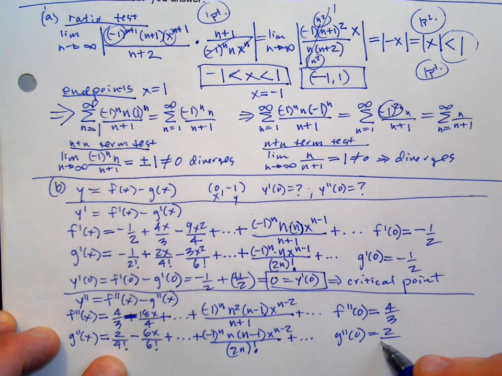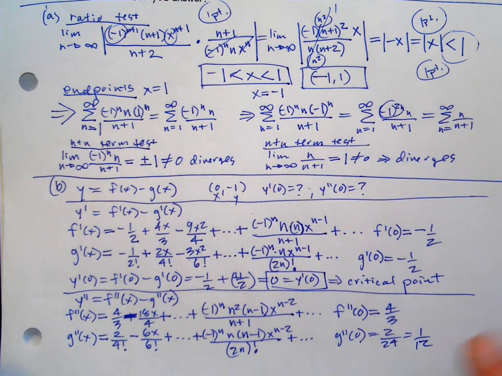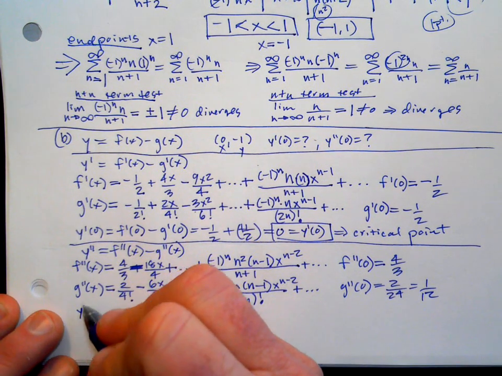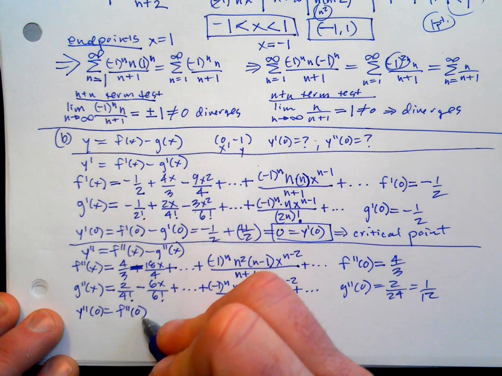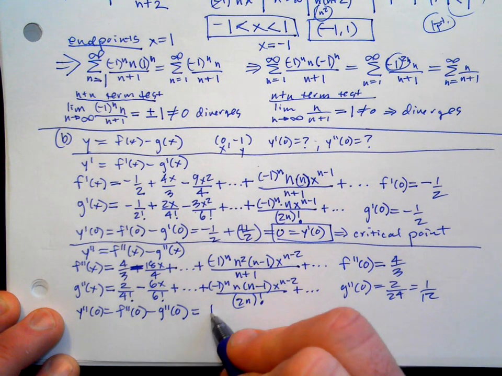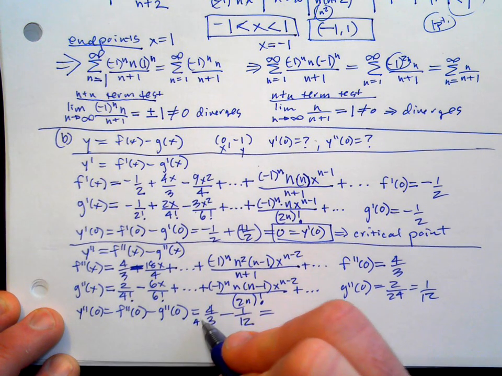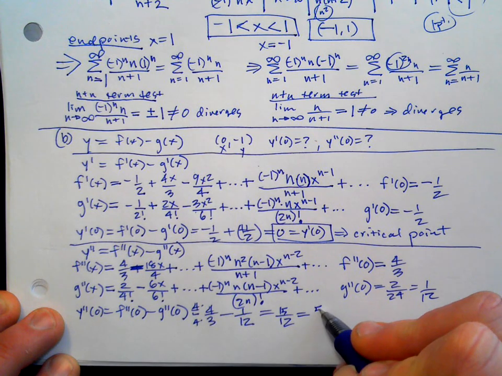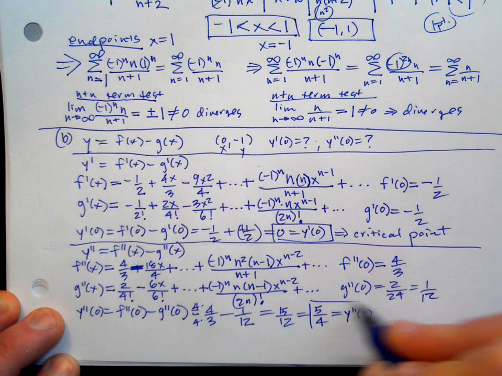2 over 24, which is 1/12. Now you want to show all this work very nicely labeled and write G prime and F prime and what it equals, and just be very clear here. So y double prime at 0 is going to equal f double prime at 0 minus g double prime at 0, which we just calculated: 4/3 minus 1/12, which is going to equal 5/4. That is your y double prime at 0, something they asked you for.